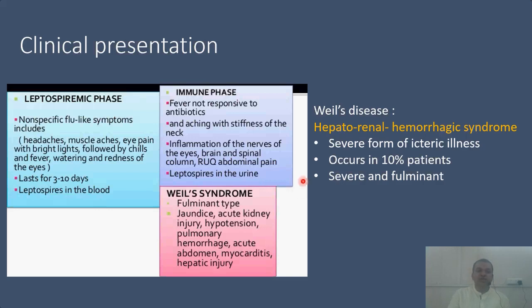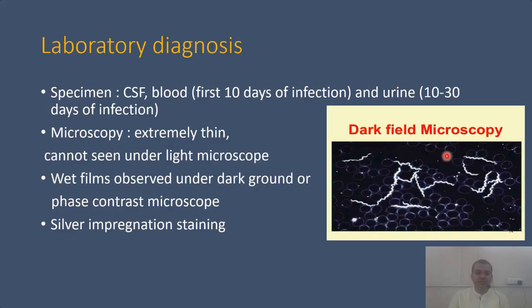And the last phase is Weil's disease, that is the hepatorenal hemorrhagic syndrome. Because of the shedding of this organism to the different organs, the hepatic and renal organs, the kidneys and liver get affected, and ultimately hemorrhagic changes will occur. This occurs in 10% of patients, and when it occurs, a severe icteric form of illness will occur, and it can be very severe, fulminant, or death can happen in a short period of time.